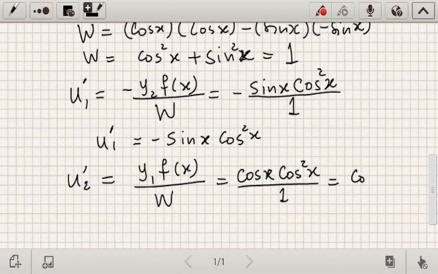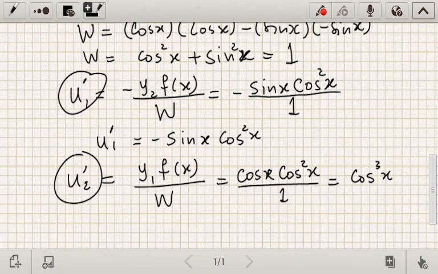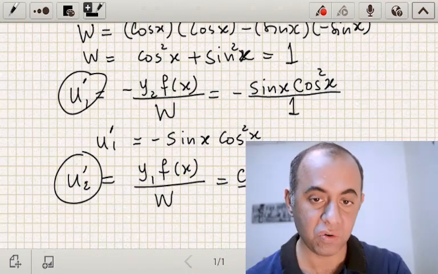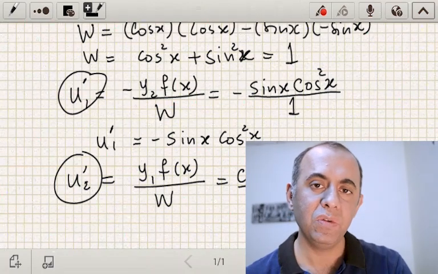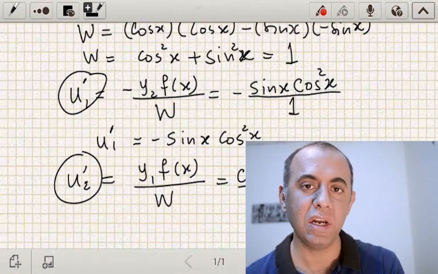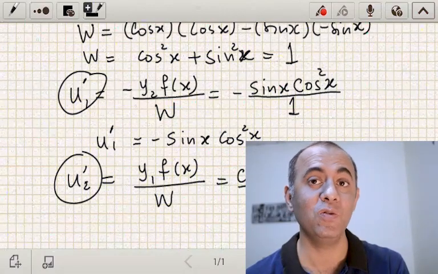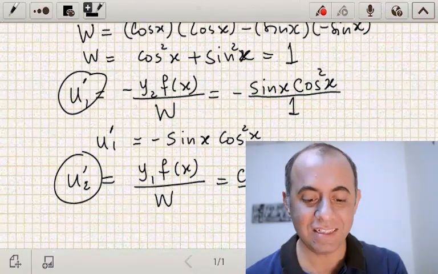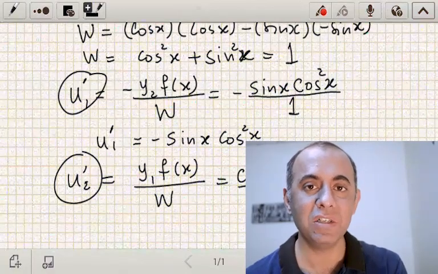So we get u2 prime as cos cube x. Now, since the particular solution is based on the values of u1 and u2, but we have the values of u1 prime and u2 prime, we need to find the value of u1 from u1 prime and the value of u2 from u2 prime. How do we do that? We will have to integrate u1 prime to make u1, and we will have to integrate u2 prime to make u2. In this case, the integration is going to be a little bit tricky, not too much.